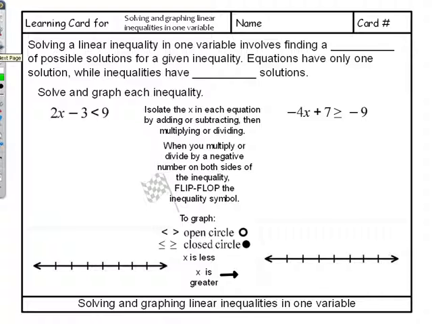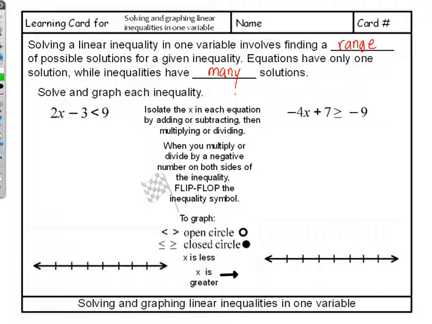Solving a linear inequality in one variable involves finding a range, if you will, a range of possible solutions for a given inequality. So inequalities say, when I went to the store and I could only buy up to 16 feet of fencing, that means I could buy 1 foot of fence, 2 foot, 3 foot, 4 foot. So it was a range of possible solutions for a given inequality. Equations have only one solution, while inequalities have many solutions. And we're going to look and see how you can express that. You can express it with inequalities or in a graphical method on a number line.